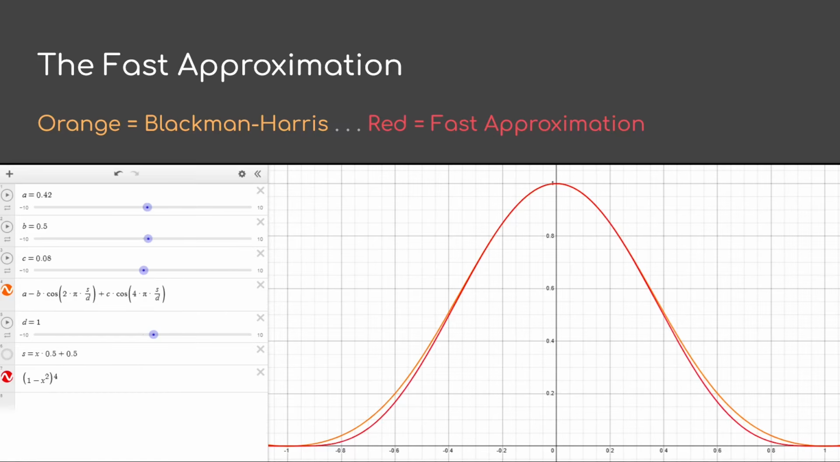So that fast approximation, what is it? It's very simple. In this case, the orange is the Blackman-Harris. It's very expensive. You'll notice it has transcendentals. And the fast approximation is my go-to for anything of a bell-shaped curve: start working with parabolics. So this is (1 minus x squared) raised to the power of 4. And of course, you wouldn't raise it to the power of 4 using pow. You would use 2 multiplies instead.